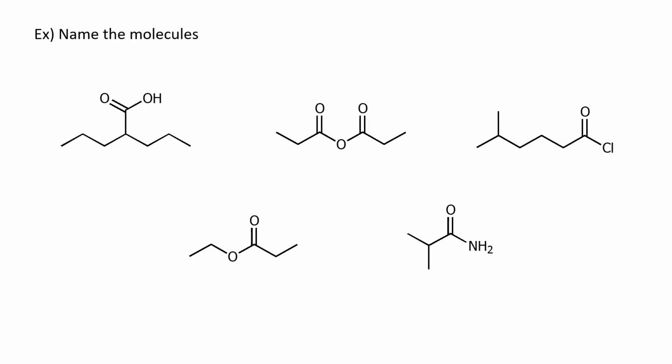All right, so you can pause the video, and you're going to give these next several molecules a shot. We have a carboxylic acid, an anhydride, an acid halide, we have an ester, and we have a primary amide.